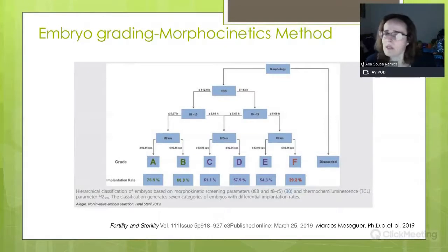And a lot of things going on. So when they don't do the division at the proper time, they can increase or decrease the grading. Usually grade A, or A plus, is the best one, and the F you can usually exclude, or it has a poor implantation rate.